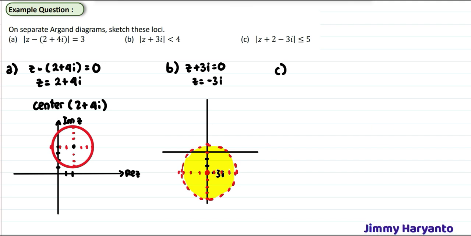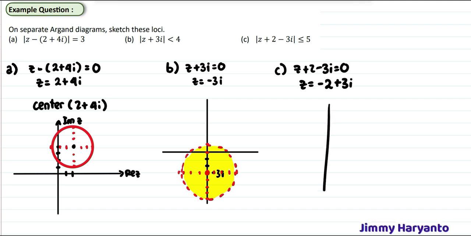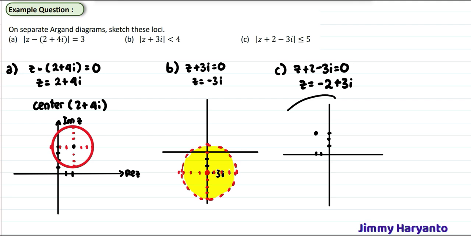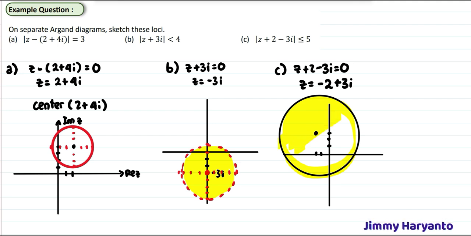And then the c, the same. You have to find the center first. So z equals 2, you move it to the right hand side, you have negative 2 plus 3i. That means the center will be negative 2 plus 3i, right here. The radius equals 5. The circle will be like this, and then you have to shade the region inside the circle like this. So this is the solution for the c.